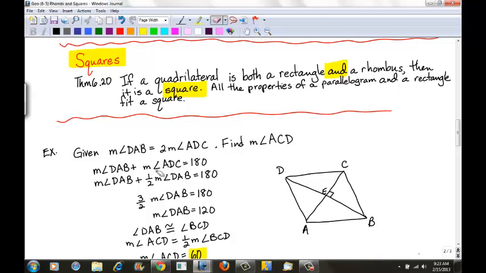And that's what they're doing. They're substituting in here. Half of DAB is equal to this. So 1 DAB plus a half DAB is 3/2 DAB. Then get rid of the fraction. Multiply by 2/3 on both sides. 2/3 of 180 is 120.